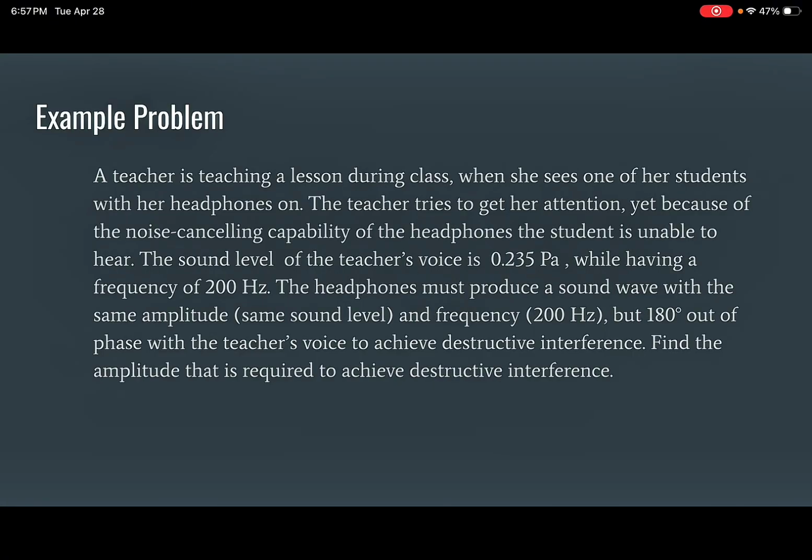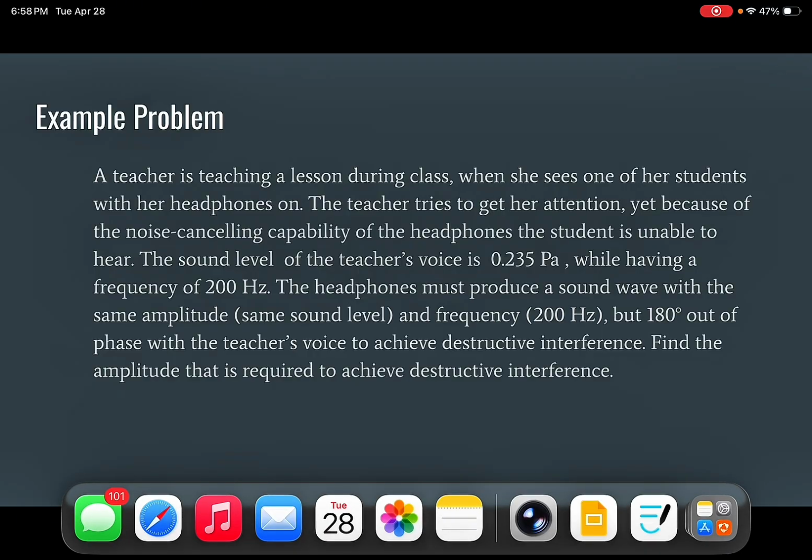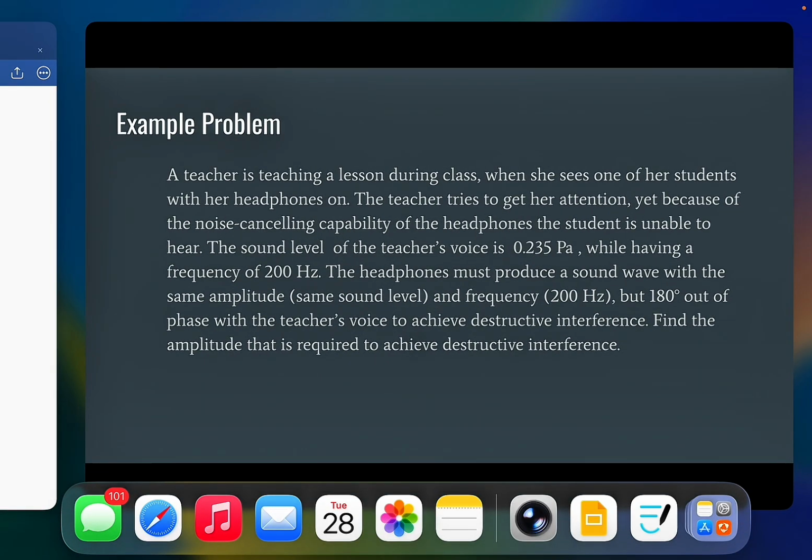Moving on to our example problem. We have a teacher who is teaching a lesson during class when she sees one of her students with their headphones on. The teacher tries to get her attention, yet because of the noise canceling capability of the headphones, the student is unable to hear. The sound level of the teacher's voice is 0.235 pascals while having a frequency of around 200 hertz. The headphones must produce a sound wave with the same amplitude and frequency, but 180 degrees out of phase with the teacher's voice to achieve destructive interference. Find the amplitude that is required to achieve destructive interference.